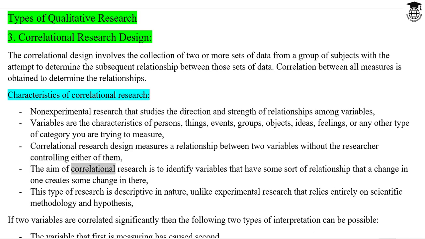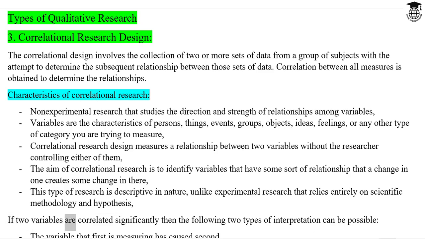The aim of correlational research is to identify variables that have some sort of relationship, such that a change in one creates some change in the other. This type of research is descriptive in nature, unlike experimental research that relies entirely on scientific methodology and hypothesis.